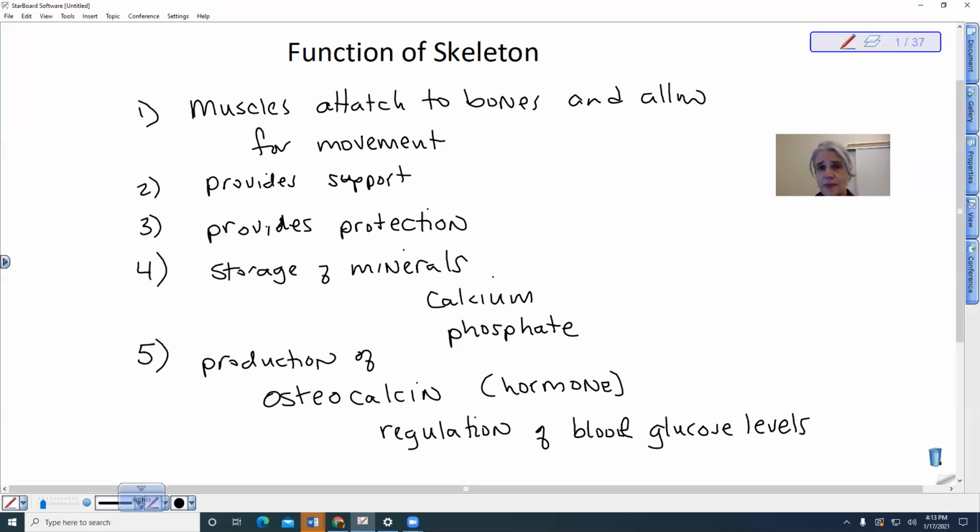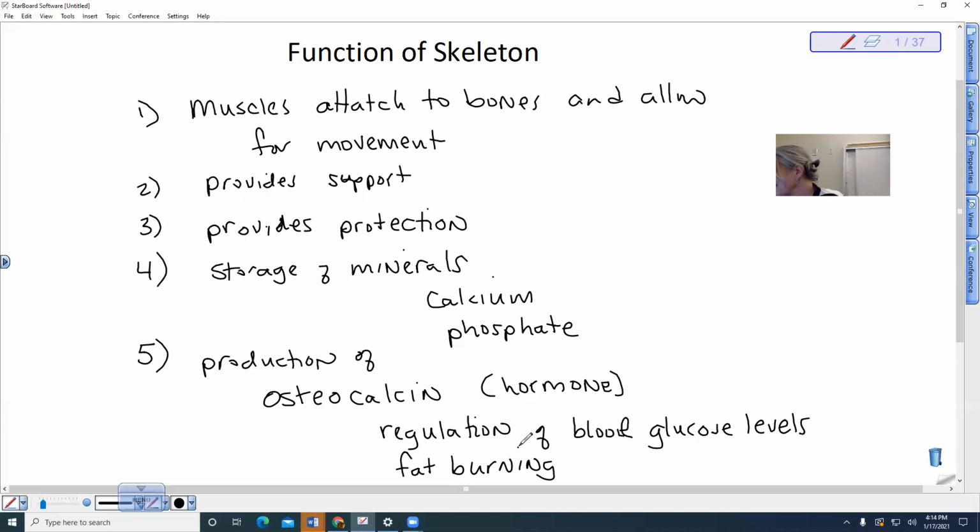It also is thought to be responsible for help in fat burning. And they've recently discovered that when you are kind of shocked into fight or flight, you actually see a great increase in osteocalcin. So it actually also might allow us to get away from predators, for example. So there's some things that we still don't know about this specific hormone. So those are the major functions of the bones.